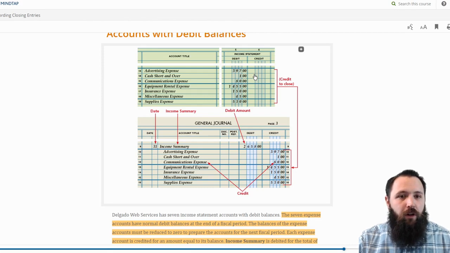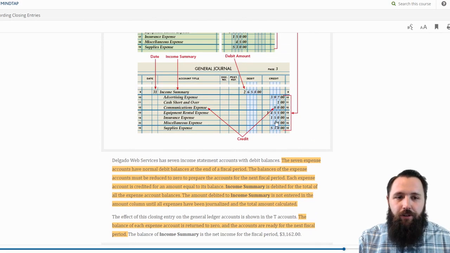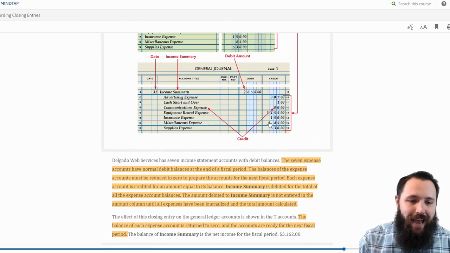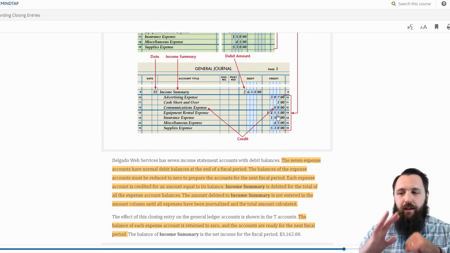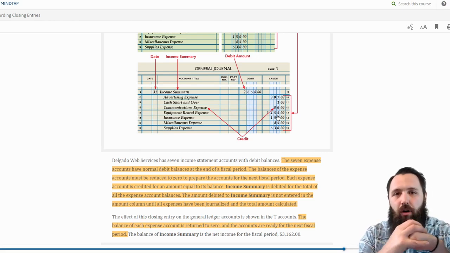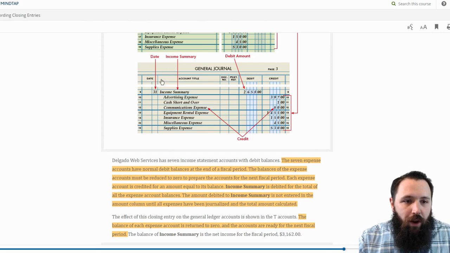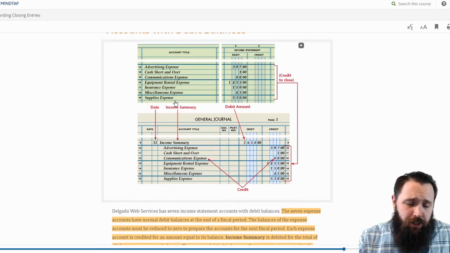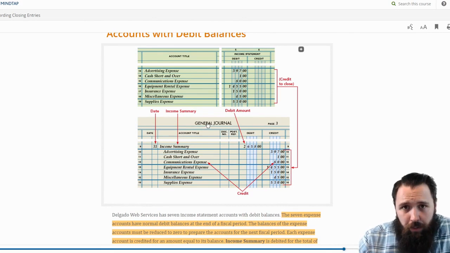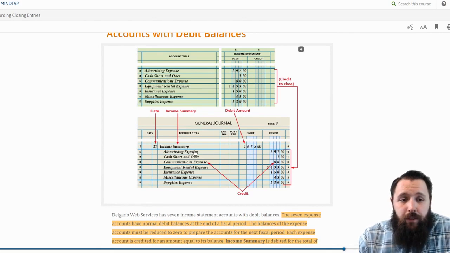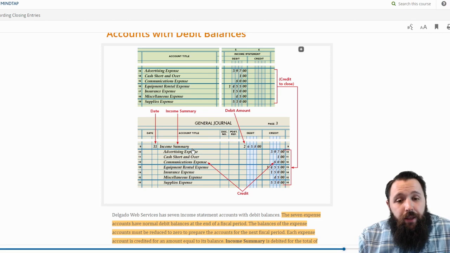Cash short and over would be credited $1, and you can see that down here, okay? Same exact thing. And once again, income summary is going to eat up all of our expenses now. So we write the date, and we're actually going to write the amount that's debited first. Now, income summary will need to be listed first. How do we come up with this number, the 2,658?